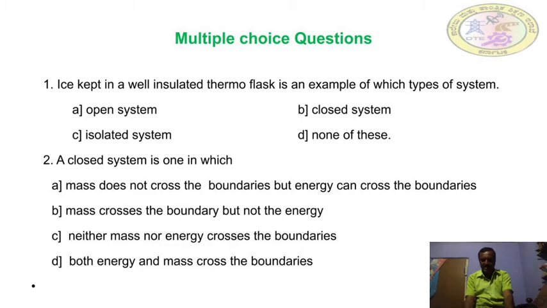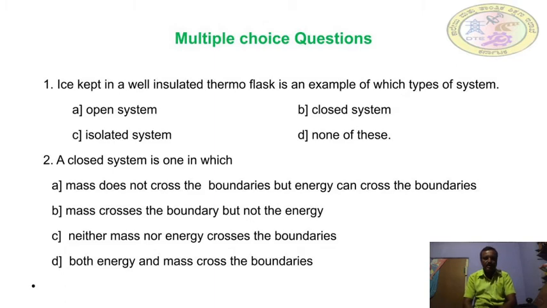Next, we will discuss the MCQ questions so that you will be clear with the topics. Question number 1. Ice kept in a well-insulated thermoflask is an example of which type of system? So here there are 4 answers. Select the correct one. A. Open system, B. Closed system, C. Isolated system, D. None of these. So the best answer is isolated system.